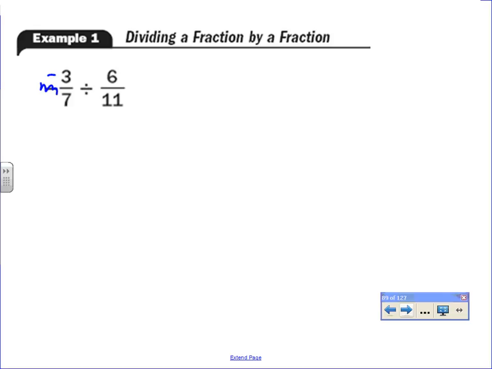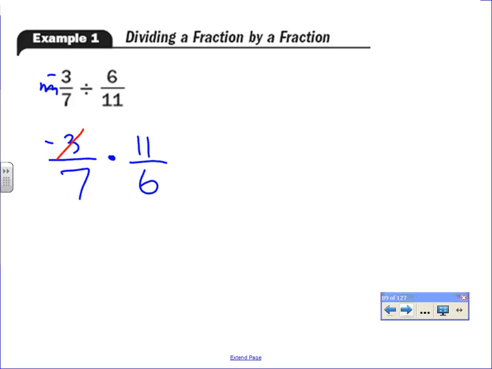So keep, change, flip. Step 1, keep the first fraction, so negative 3/7. Step 2, change division to multiplication. Step 3, flip or take the reciprocal of 6 over 11. The reciprocal of 6 over 11 is 11 over 6. So keep, change, flip. Now, we did this yesterday and the day before. So now we need to multiply. We can cross simplify here. Alexis, what can we cross simplify?